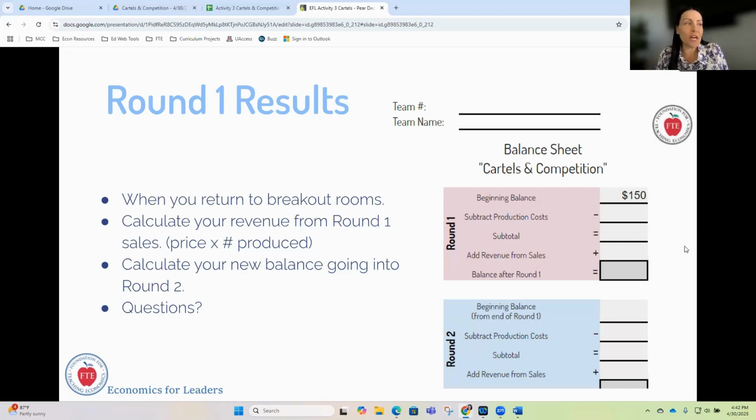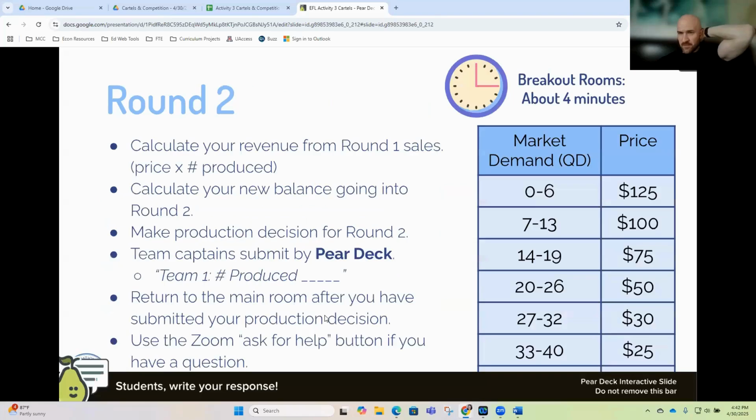Okay. So, I'm going to send you back to your room so you can calculate your new balance. And as you're calculating your new balance, you're going to make a decision about how many you want to produce for round 2. And you'll do the same thing. The team captain is going to enter your production decision for round 2. Any questions?